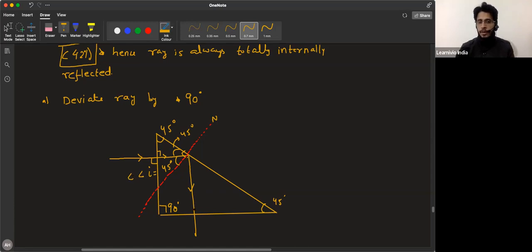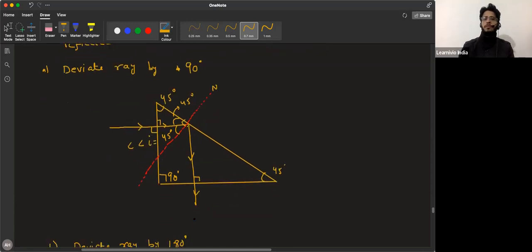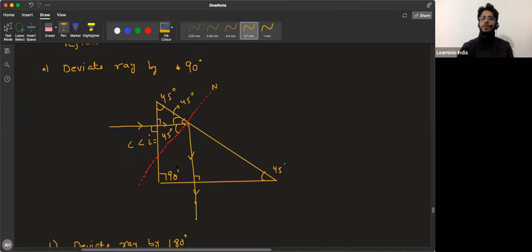And when this light ray is incident normally on this face, it will go straight without any reflection. It will pass straight. So this is how you can deviate a light ray by 90 degrees. If you take another ray, it goes here in this way, then it goes here in this way.